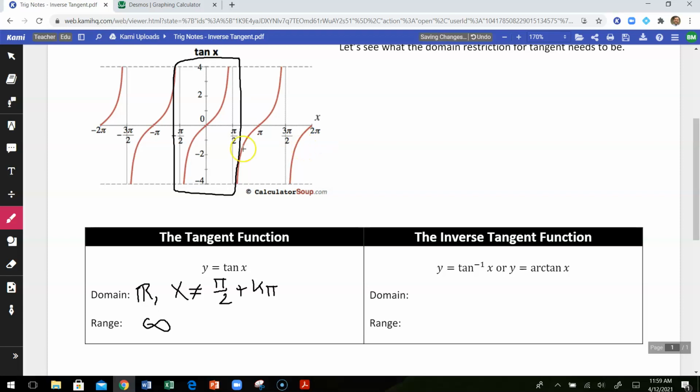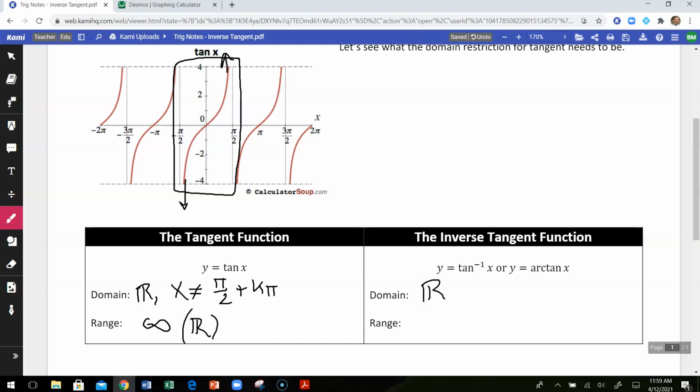And then our range is infinity. It's all real numbers. My graph would continue to go down forever and up forever. It would just get closer and closer to those asymptotes at pi over 2 and negative pi over 2, but your y values will continue to get larger. Now, because my range is infinity, or all real numbers, our domain for the inverse is going to be all real numbers.